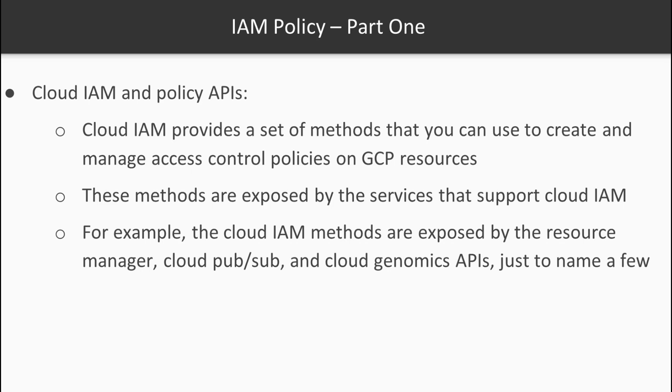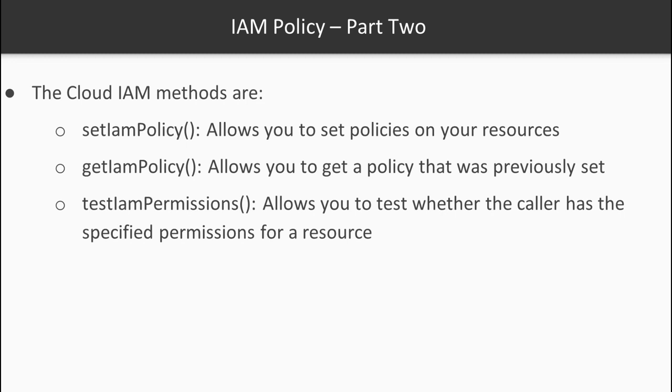For example, the Cloud IAM methods are exposed by Resource Manager, Cloud Pub/Sub, and the Genomics API, just to name a few. The Cloud IAM methods are setIamPolicy, which allows you to set policies on your resources, getIamPolicy, which allows you to get a policy that was previously set, and testIamPermissions, which allows you to test whether the caller has the specified permissions for a resource.